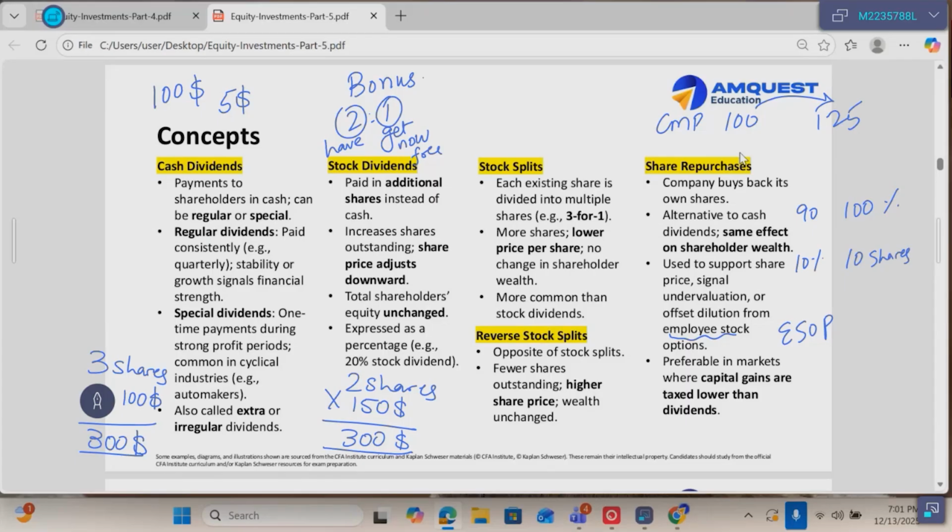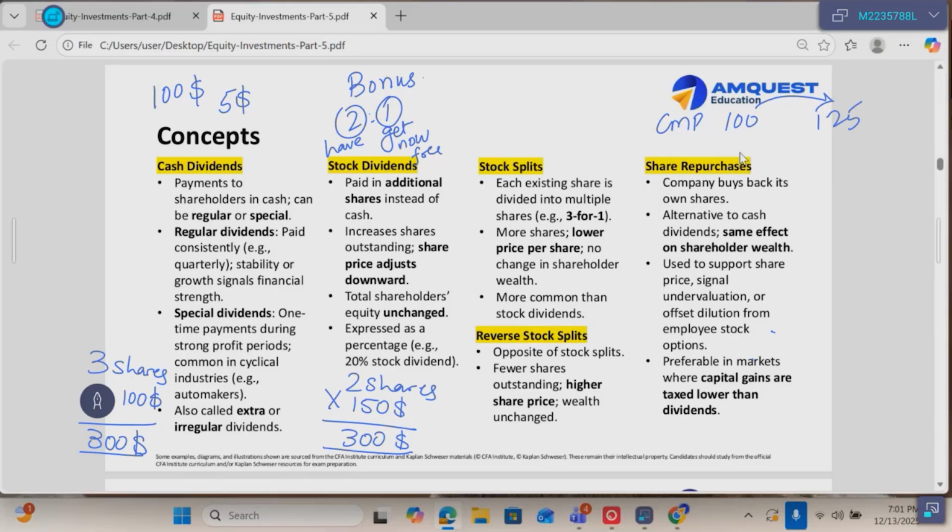It is also preferable in markets where capital gains are taxed lower than dividends. So in India, whenever a buyback used to happen, whatever is the difference, so now the company is giving you 125 for 100, this $25, you are getting this money tax free because the company will pay tax on this particular appreciation or additional return which they are getting. So in India, it was advantageous. If they change the tax rules, this will no longer be advantageous.